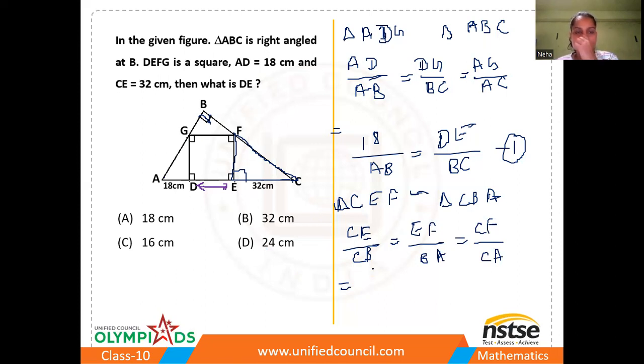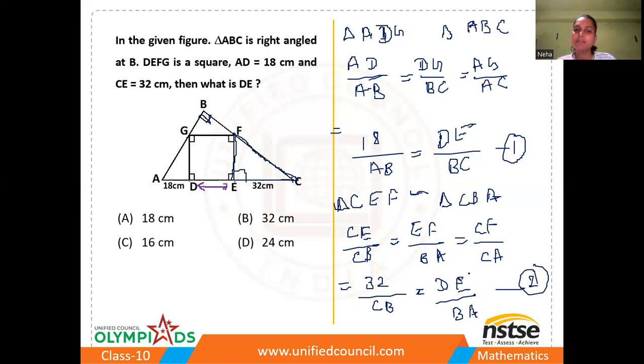Here, this I can write again. Now CE is what? CE is 32. Okay, it is given. And CB is not given here, right? Now what about EF? EF is again equal to DE, right? I can write it equal to DE. And BA is also not given. Okay, so this I can write as equation number 2.